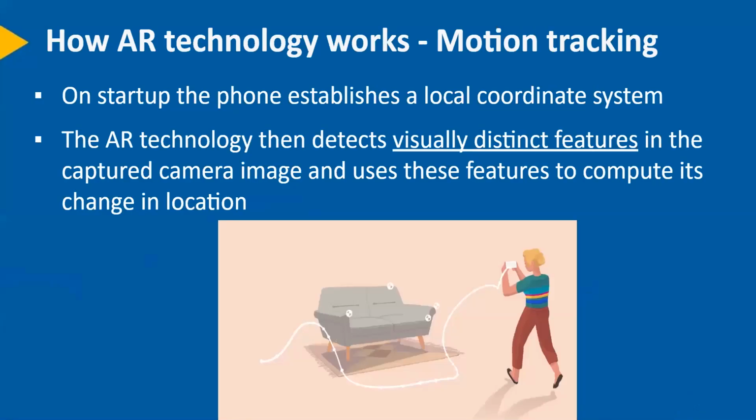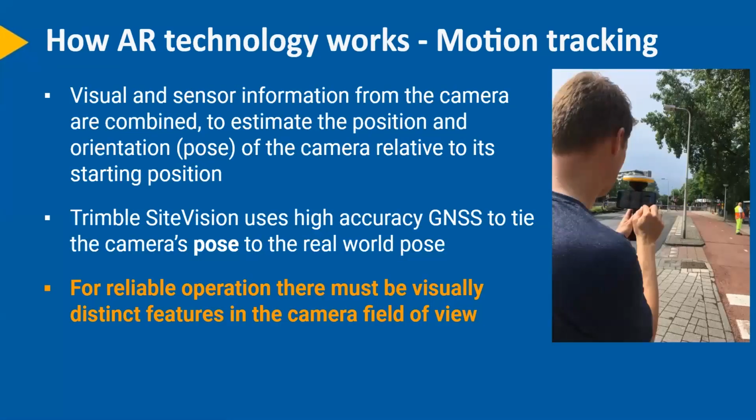Augmented reality technology works on the premise of motion tracking. So on startup, the device establishes a local coordinate system using visually distinct features in the view. And then as that view changes, it uses those visually distinct features to track motion. That visual information, as well as sensor information like the gyroscope and the accelerometer, are used to estimate the position and orientation of the device in the real world, which is known as the pose.